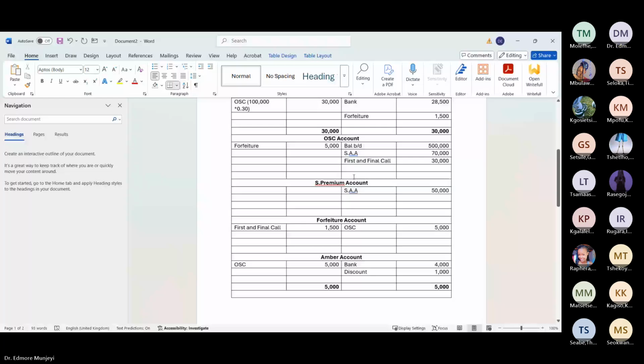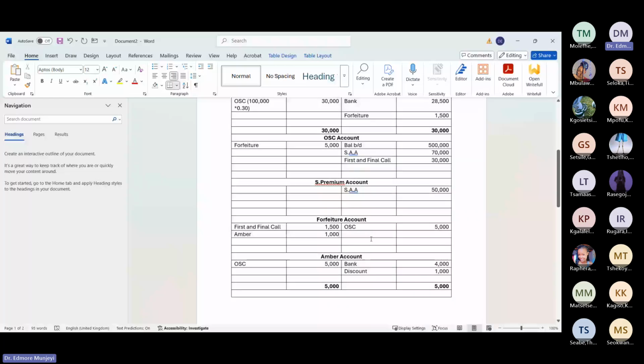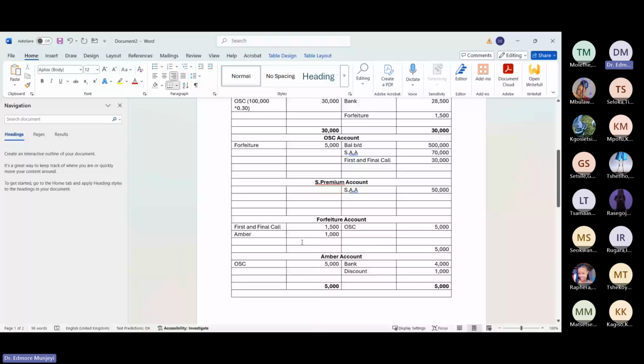Now, let's try to balance our forfeiture account. From the credit side, we have that 5,000. That means the larger side is the credit side, 5,000. And then now we have to balance the debit side, knowing that it's supposed to be 5,000.